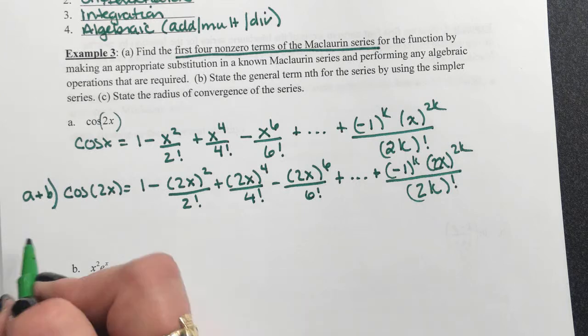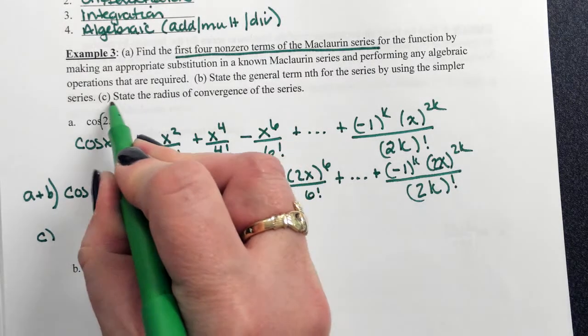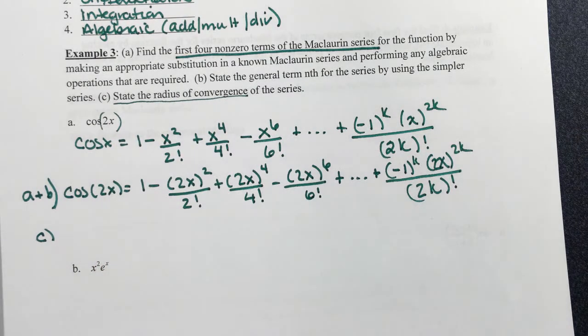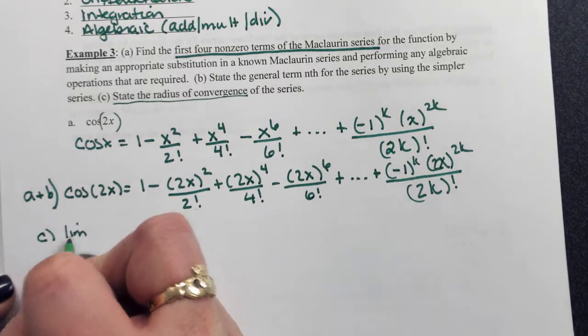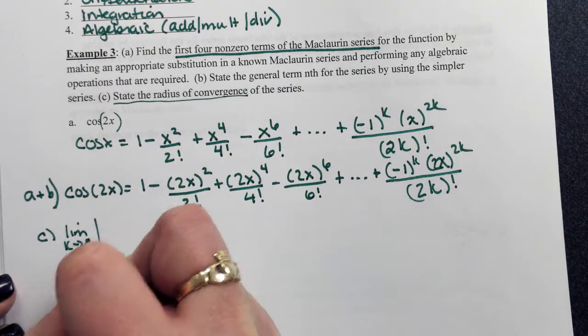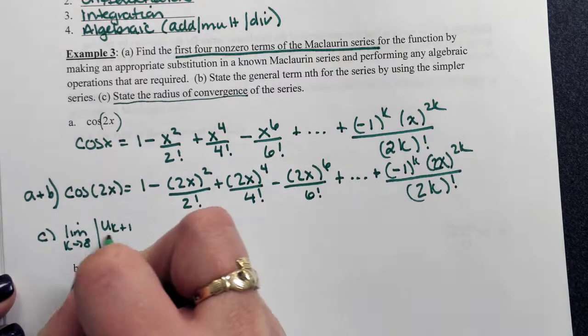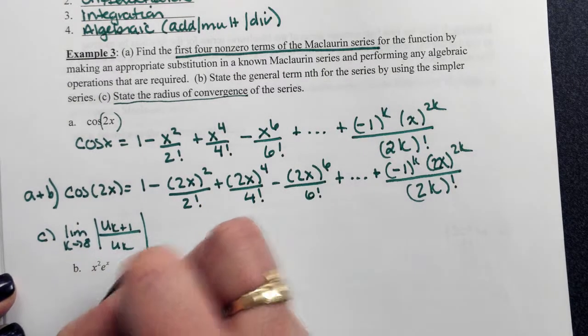Now, for part C, they want me to state the radius of convergence of the series. So this goes back to what you did last night for homework. First of all, remember you're going to use your ratio test. You want to find the limit as k approaches infinity of the absolute value of u sub k plus 1 divided by u sub k.